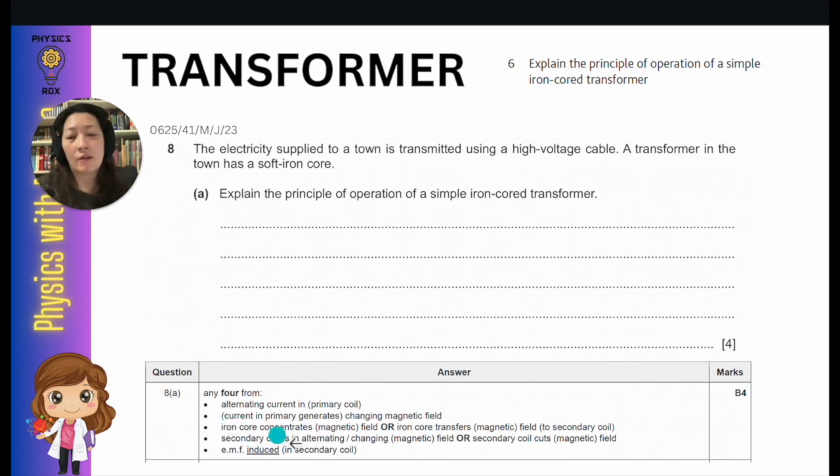What does the iron core do? It concentrates or transfers the magnetic field to the secondary coil. The secondary coil is within the alternating or changing magnetic field, or you can say the secondary coil cuts the magnetic field, which then induces an EMF. So how you remember this is basically it's a process. So start from the very beginning, talk about the process of how the transformer works. So you start from the primary coil into the iron core into the secondary coil. So that's how you can remember and explain the principle of operation of a simple iron core transformer.